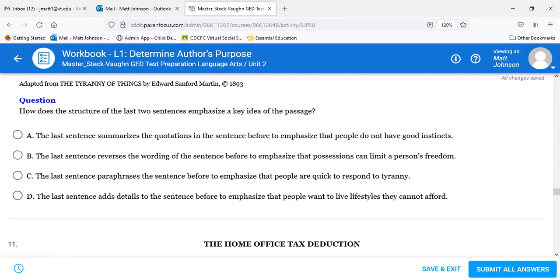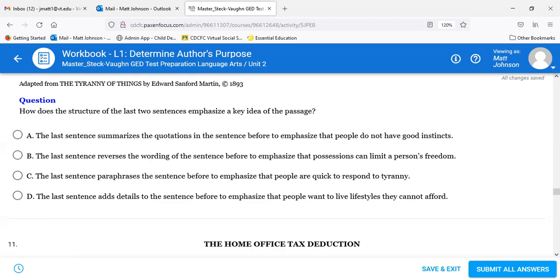Okay. How does the structure of the last 2 sentences emphasize a key idea of the passage? A, the last sentence summarizes the quotations in the sentence before to emphasize that people do not have good instincts. Okay, B, the last sentence reverses the wording of the sentence before to emphasize that possessions can limit a person's freedom.